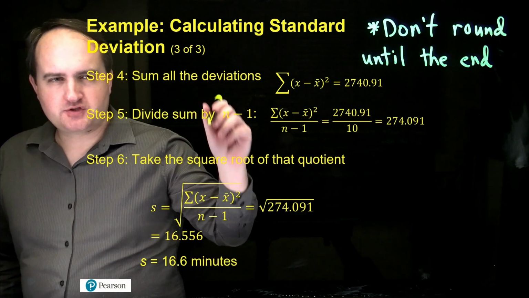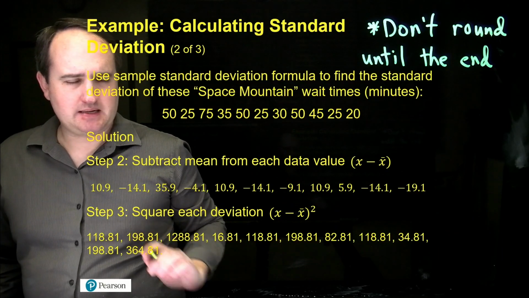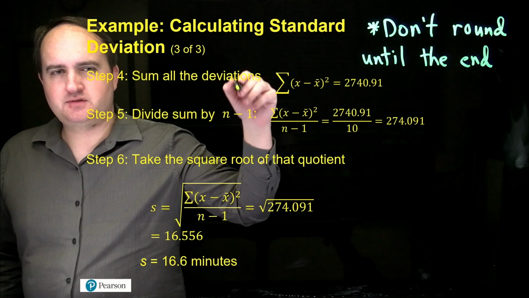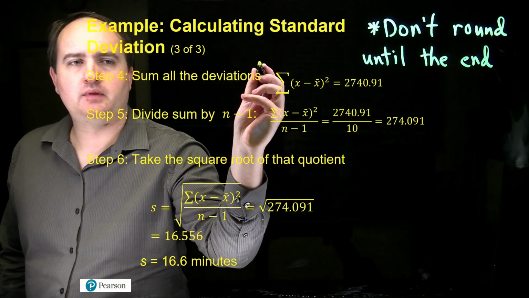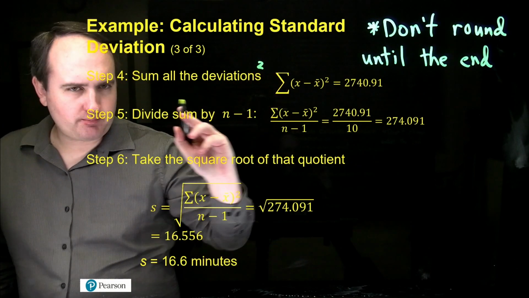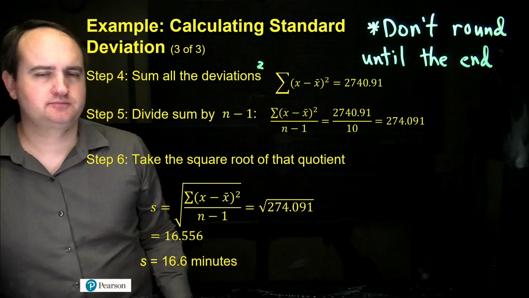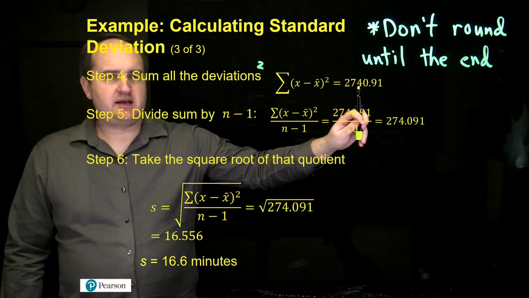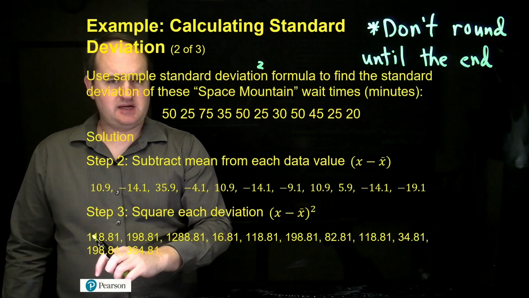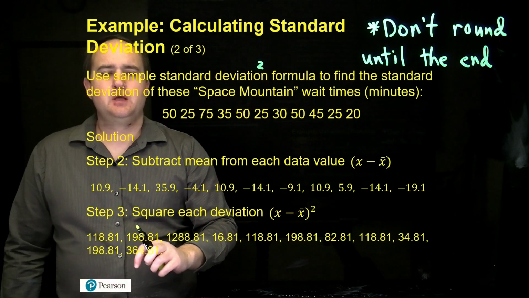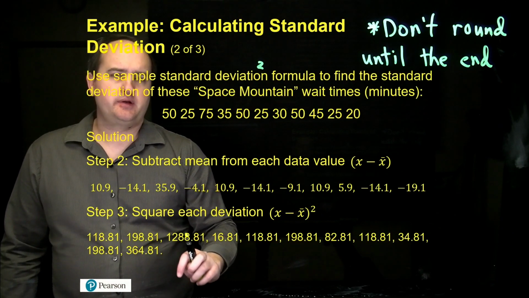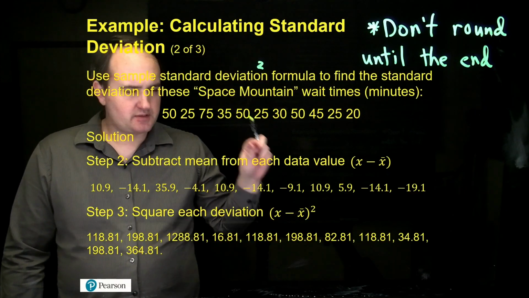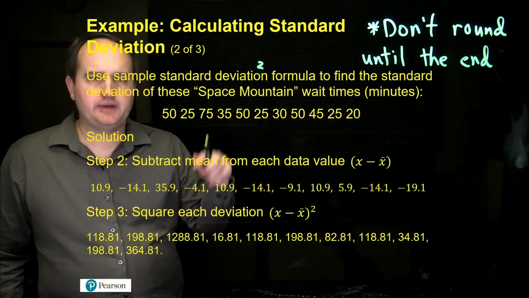So you square each deviation, which we did in step 3. So really they mean sum the deviations squared. In other words, you just add up all the numbers that you got in step 3. Okay, so we're going to add up all of these numbers here, so 118.81 plus 198.81 and so forth. Add up all these numbers on a calculator. Simply press the plus button until you're done typing them all in, and then press enter.